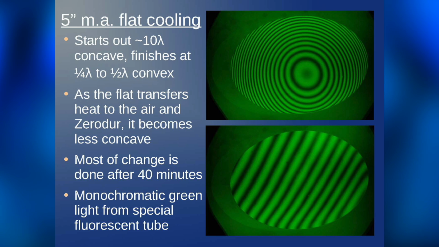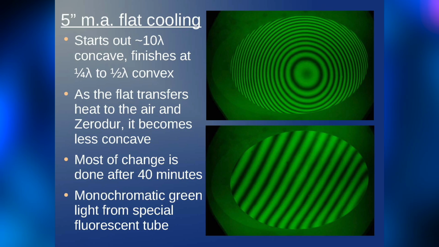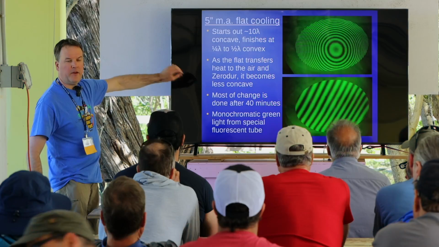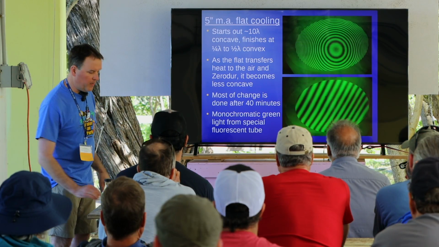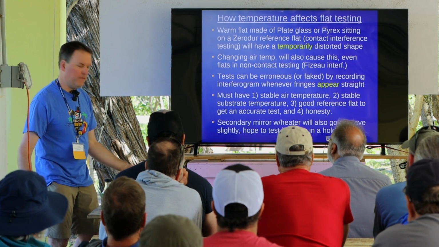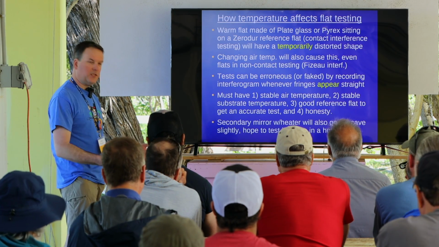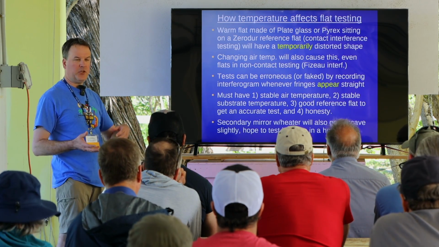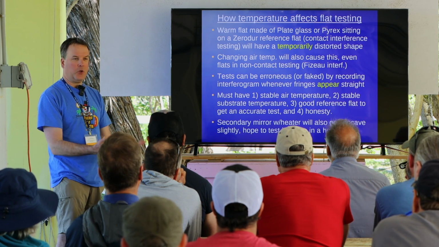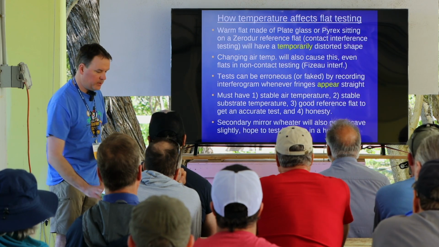So most of the change in this mirror, which was probably about an inch thick, but it was quite warm, I did it for maximum effect. Most of that change was done in about 40 minutes, and this is just a simple interference test setup with nearly monochromatic green light, specifically done for flat testing. So that warm flat transferred its heat. It was temporarily distorted in shape as the bottom part got cooler quicker, and then the heat transferred through and it went back to its usual shape.